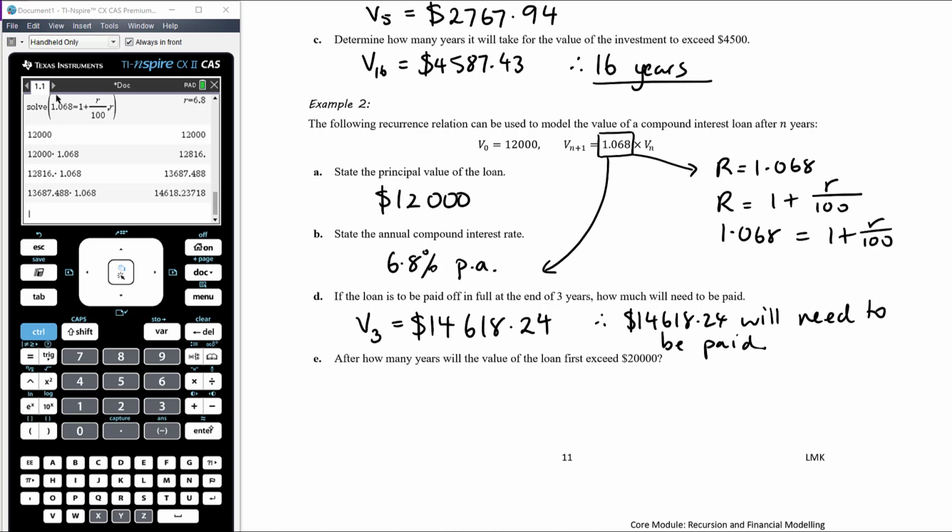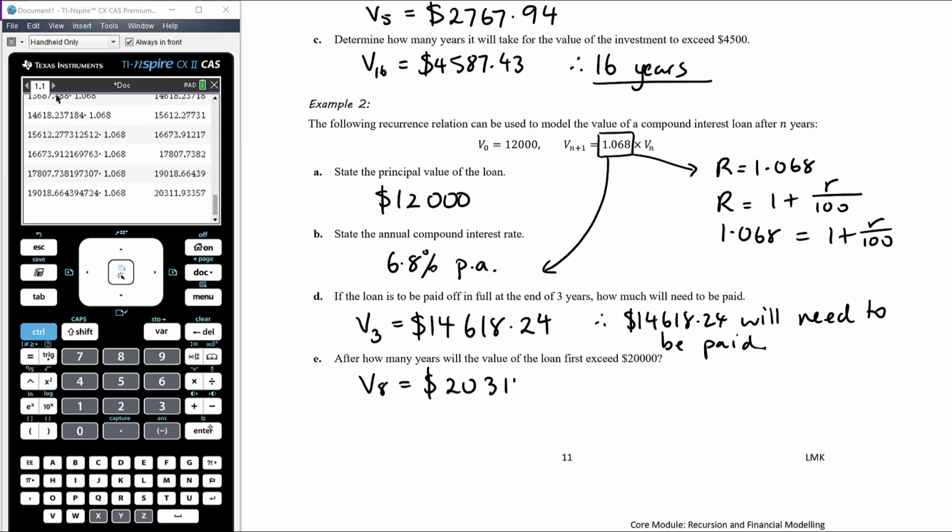So after how many years will the value of the loan first exceed $20,000? So we can see after 3 years it's worth about 14.5. So let's continue to recur. So after 4 years, 5 years, 6 years, 7 years, 8 years. So V8, it is worth $20,311.93. So therefore, after 8 years is when it will first be worth more than $20,000.